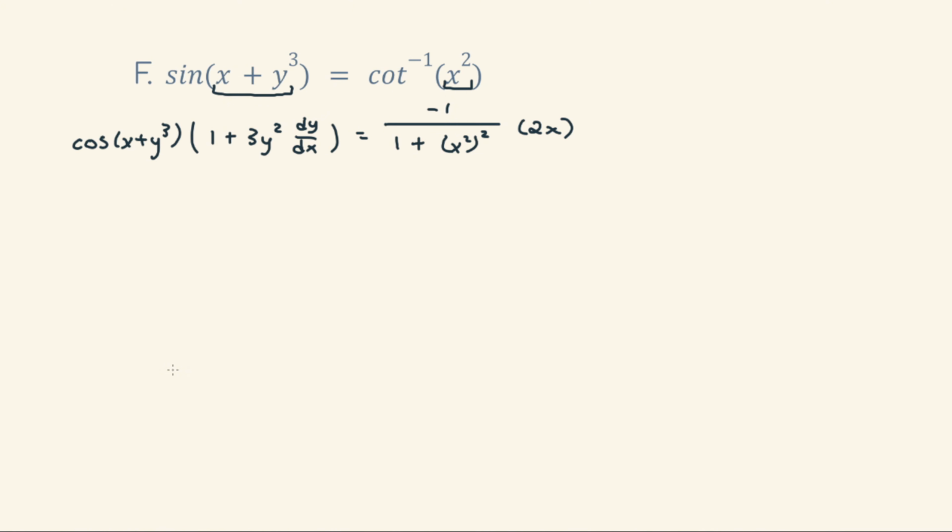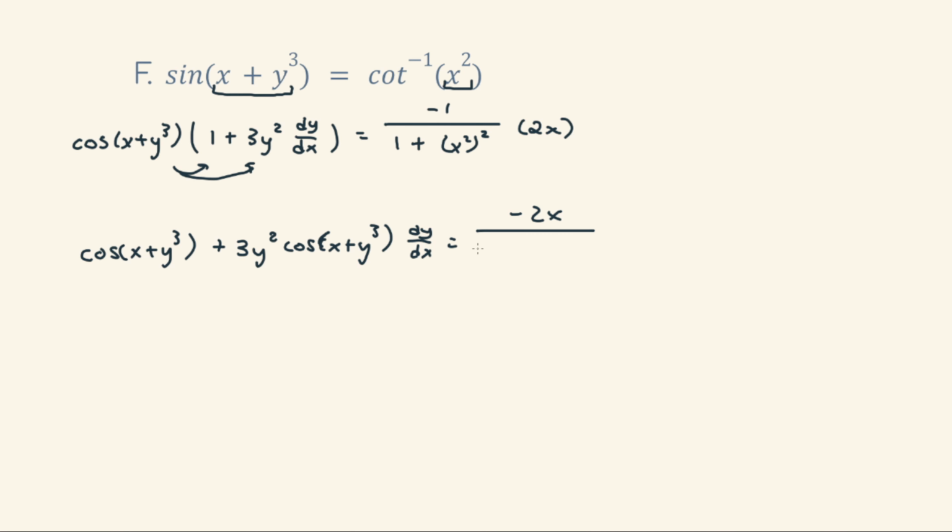All right. Now let's distribute this a little bit here. So we've got cos of x plus y to the 3, plus 3y squared cos of x plus y to the 3 times dy over dx. And then here, I'll put this on top, we've got minus 2x over 1 plus, instead of x squared squared, I'll write that as x to the 4.